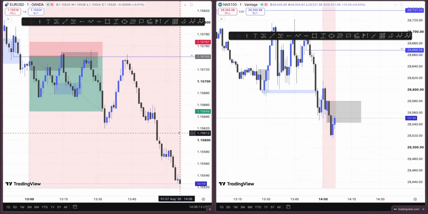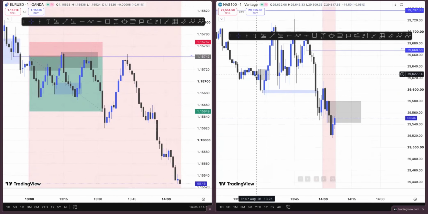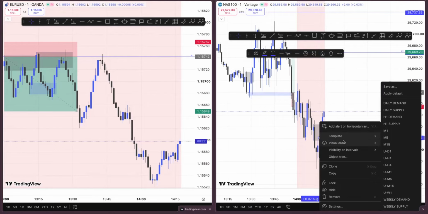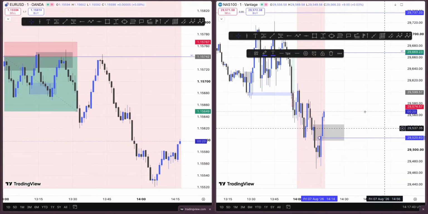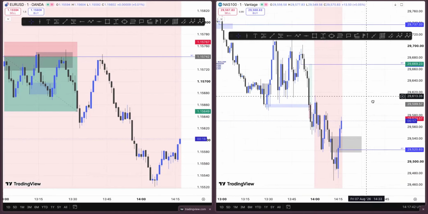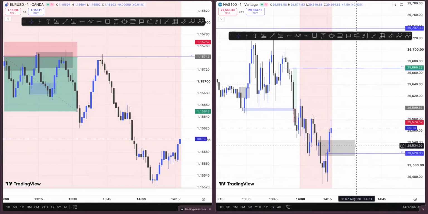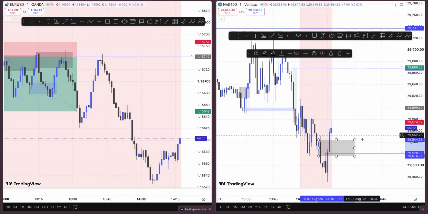So let's see what NAS100 has for us today. All right, my buy limit is set. So now I'm waiting for price to find this demand for us to then take price into the supply right here. Let's see how it plays out.